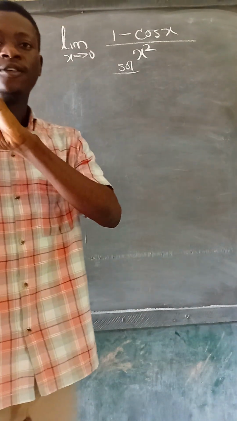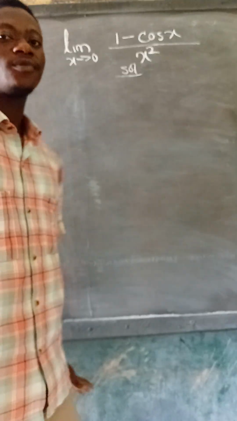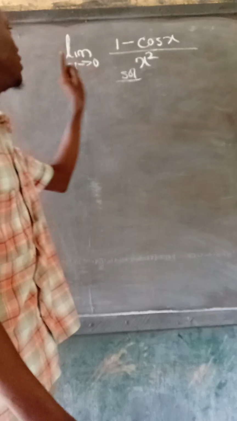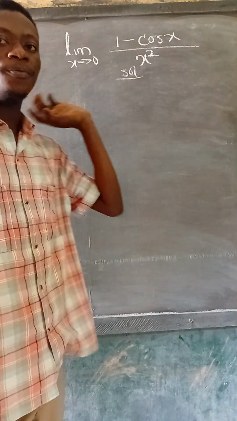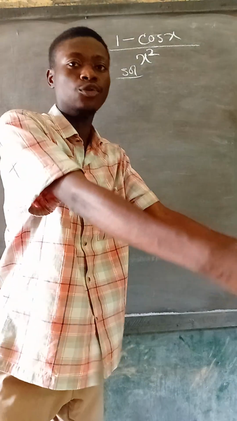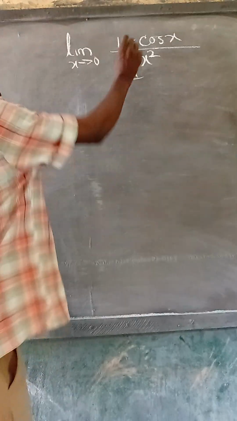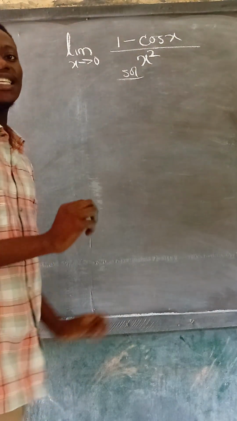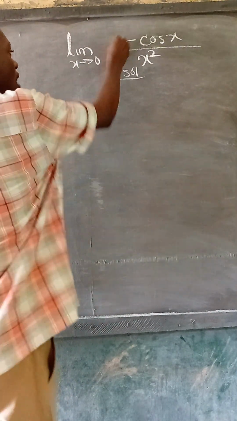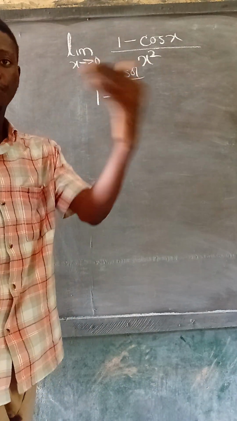apply the direct substitution. What do I mean by direct substitution? Anywhere you see x, you input 0. It says x is approaching 0. It means at the end of the day, x will definitely be 0 because x is going towards 0. So it means that what? Wherever we see x, input 0. That is the first step. So we have 1. Wherever we see x, input 0.